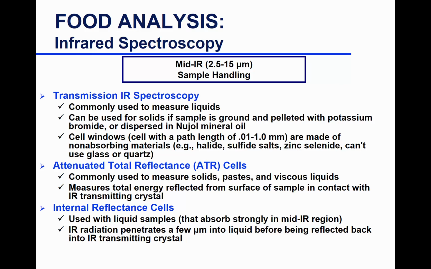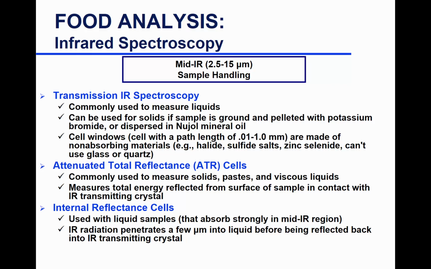So in IR you have different modes: transmission IR, attenuated total reflectance, or internal reflectance cells. So these are three types. What happens with transmission is basically you're measuring liquids. So light can actually go through, get whatever is absorbed, and then the transmitted light can be measured. It can be used for solids as well if they are dispersed, for example, in mineral oil or pelleted with potassium bromide. Then again, you can measure transmittance in this case.